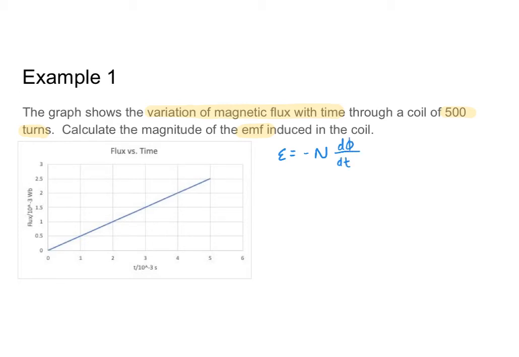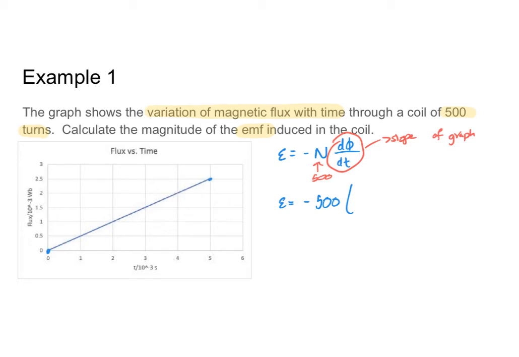And we can figure out the change in phi over time, the change in magnetic flux over time, by finding the slope of my graph. I also know, of course, that N is the number of coils, which is 500. So let's go ahead and do that. So EMF is equal to negative 500 times the slope of my graph. And I'm going to go ahead and pick 2 points on my graph that seem nice. And I'm going to actually pick my first and my last points.